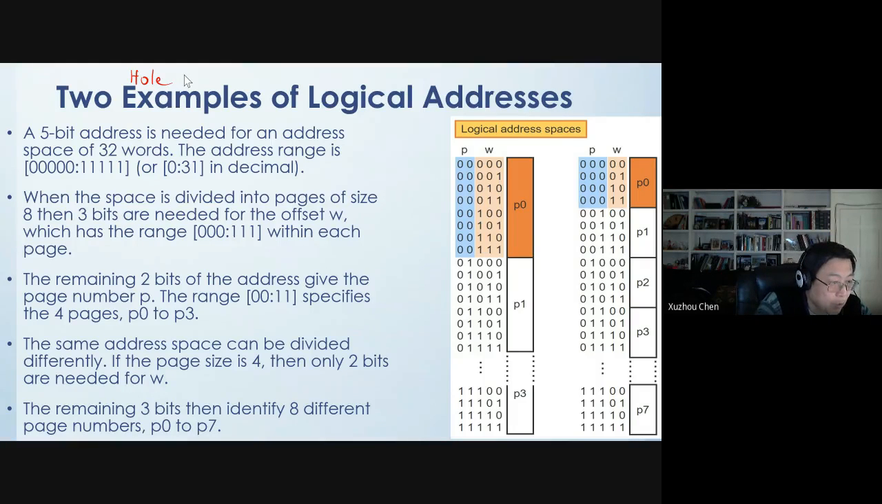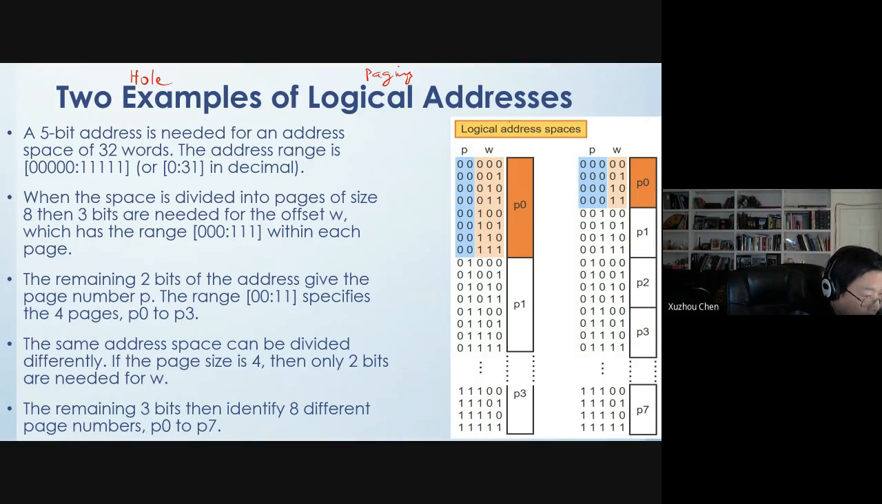So people started to figure out a way to improve memory utilization. One of the approaches is to use paging. Now, in paging, the physical memory space is divided into small units, and these units are all of the same size. These units are called pages. Okay, now here's the example.